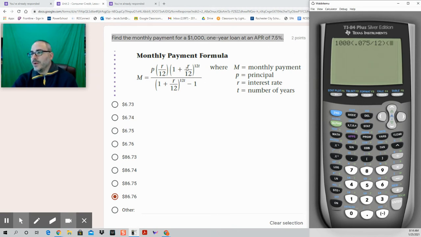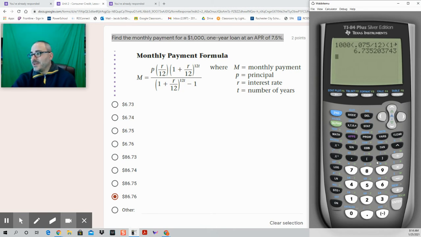Now I do need to do 1 plus my rate divided by 12. All right, so now I've got this piece. Close that parenthesis. Raised to the power of 12 times t. T in this case is 1, right? 1 year. So it's just going to be raised to the power of 12. At this point, I'm just going to press enter, because that's my numerator. That's what my numerator equals. All right, that wasn't so bad.